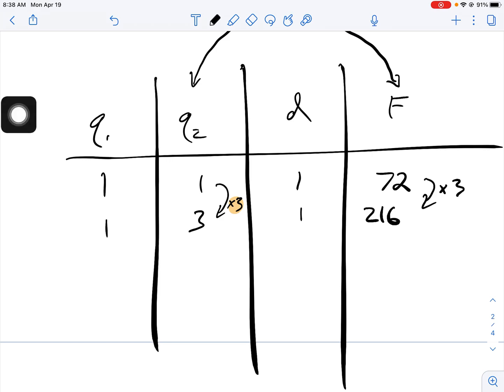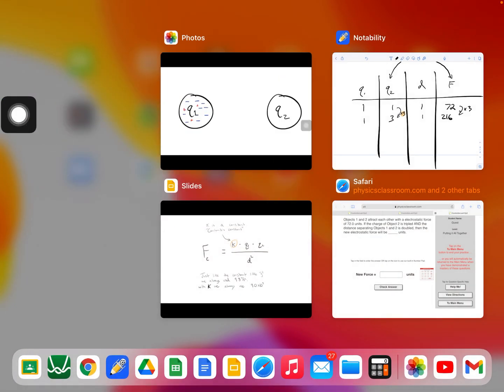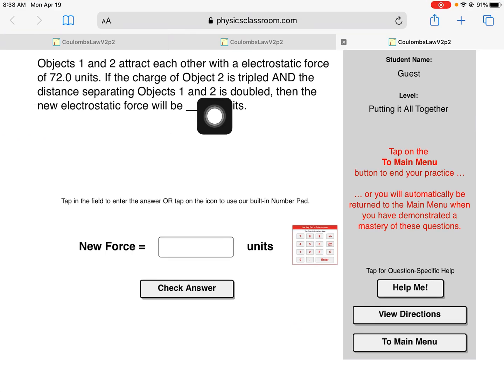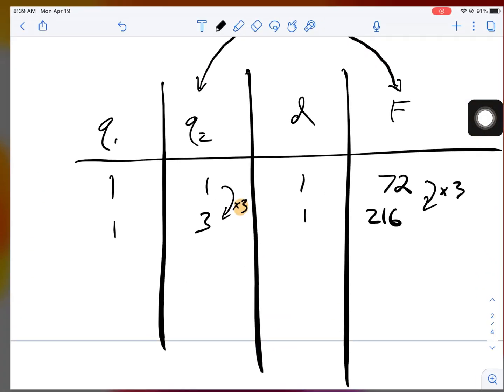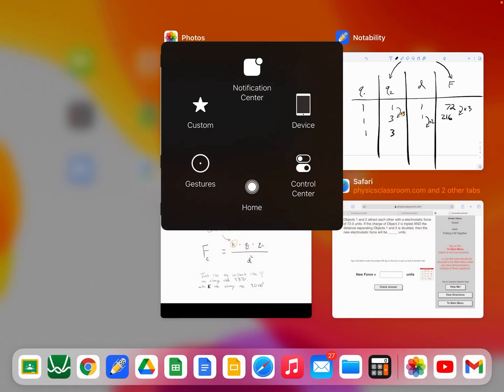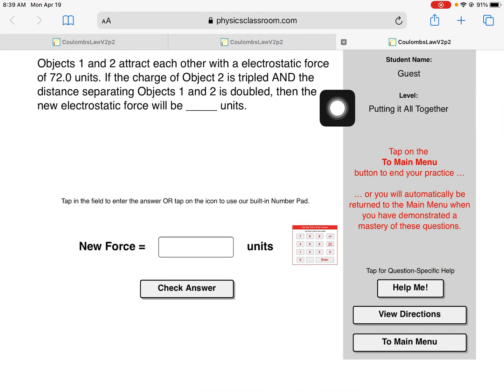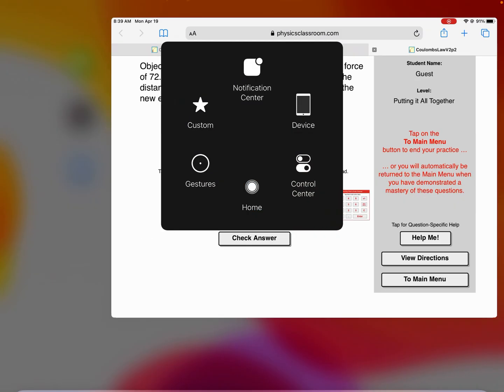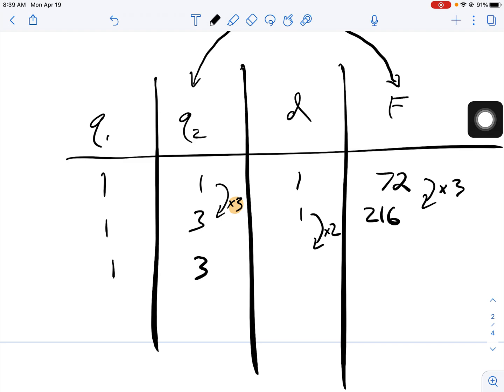Good, now let's handle that second part of that problem where it says that the distance is doubled. So I'm not going to change charge 2 now. I'm not going to change charge 1, but I'm going to double the distance. It said double, right? I'm not making that up. Yep. We've got to double the distance here.